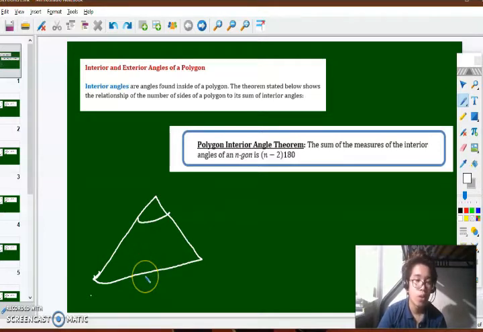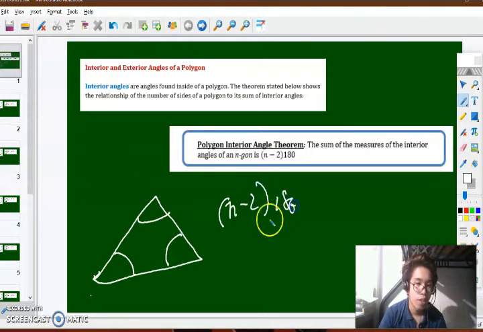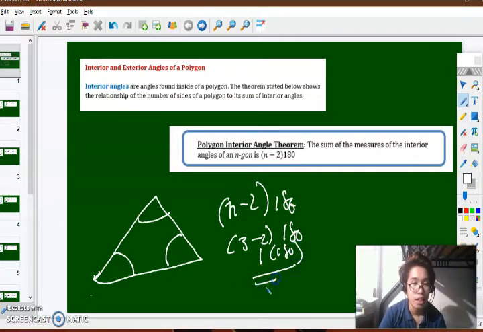So we have here a polygon interior angle theorem. The sum of the measures of the interior angles of an n-gon is equal to n minus 2 times 180 degrees. So what does that mean? For example, we have a triangle. n symbolizes the number of sides that it has. A triangle has 3 sides, so we can simply substitute n. n minus 2 times 180, and what's our n value? That's 3. 3 minus 2 times 180. 3 minus 2 is simply 1 times 180. Therefore, you get the measurement of a triangle, which is 180 degrees.